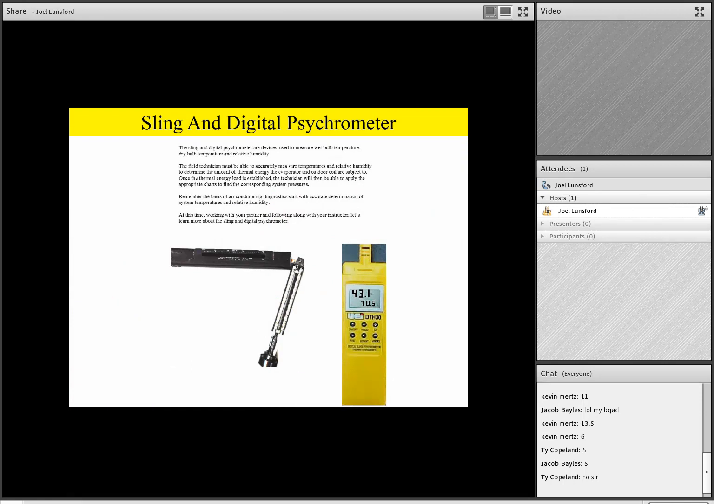At this time, we're going to go ahead and review the digital and the sling psychrometer. The sling and digital psychrometer are devices that measure wet bulb temperature, dry bulb temperature, and relative humidity. This will be very important as we start looking at superheat charging charts and other important temperatures on the air side of our air conditioning system.